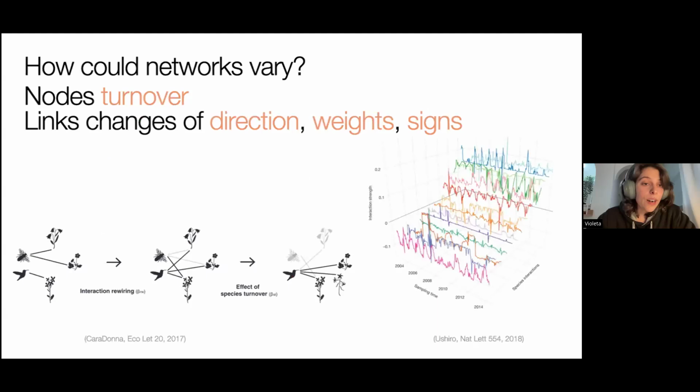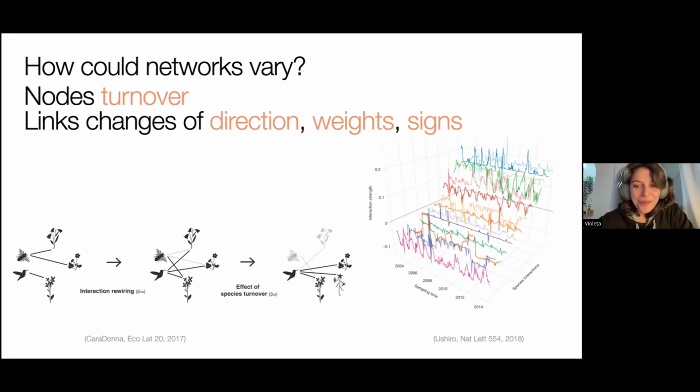And how could this interaction network vary through time? Well, almost everything can happen. During the last 10 years, there have been reports of changes in nodes, so node turnover, and then changes in the direction, weight, and signs of interactions. For example, in this example on the right, they were able to obtain somehow instantaneous interaction strengths, and they saw that during summer, the interactions were weaker and they were related with more diversity. So again, weak interactions, high diversity, it backs up some previous results.